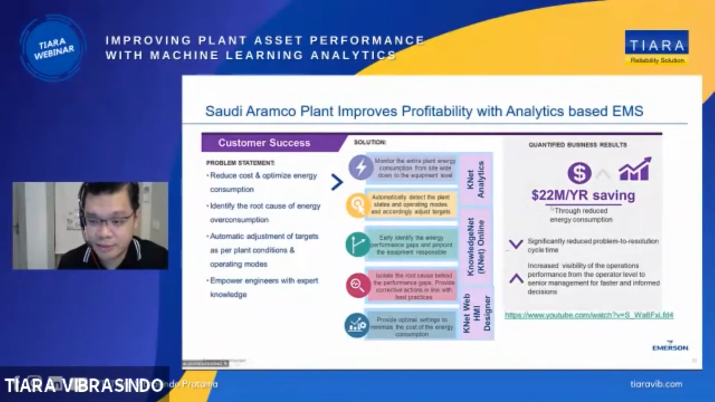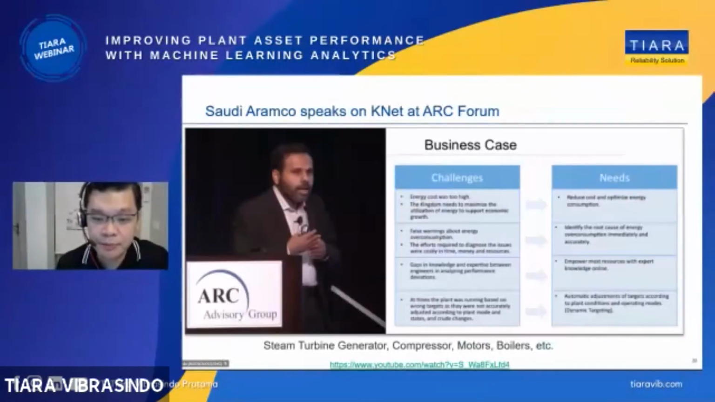I don't know what is the latest, but at least in 2015, there was 22 million of saving per year in terms of energy reduction, because they can actually figure out which equipment is actually consuming the most energy, and then why it is consuming the most energy, and what is the corrective action you can take.